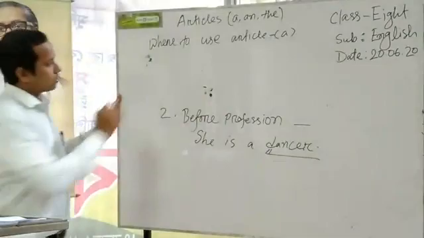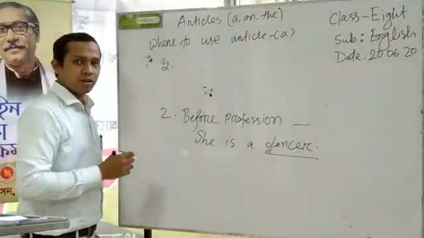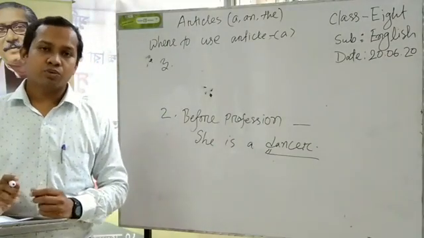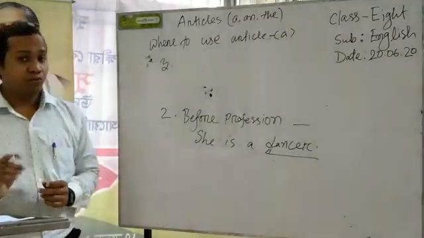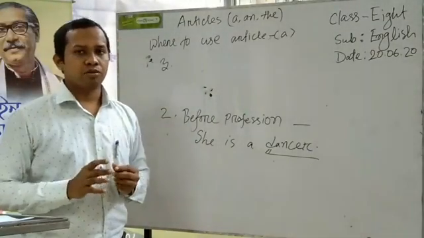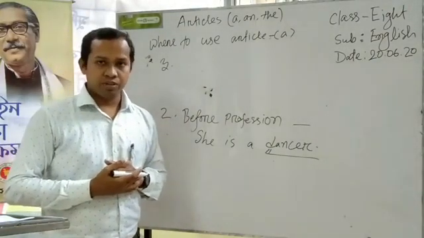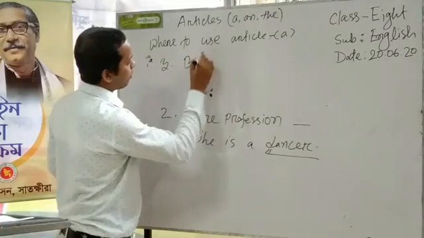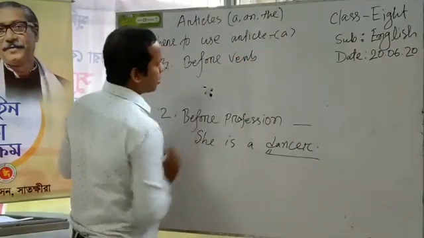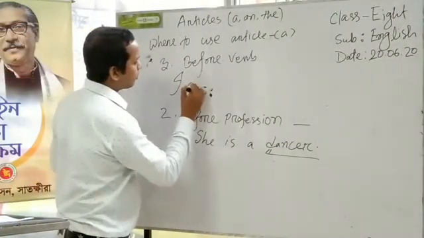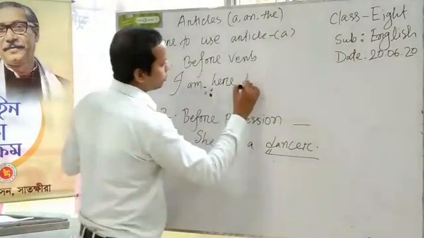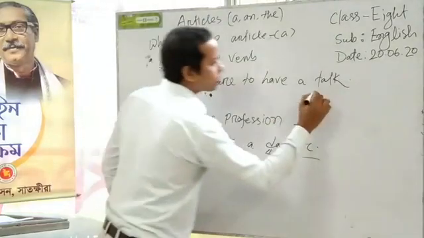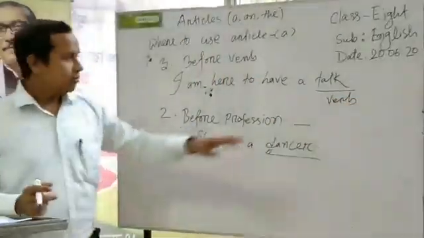So our point number 3 will be before a verb. We usually know that we use modal verbs, auxiliary verbs, and sometimes we use to, that means infinitive, before a verb. But before a verb we can also use an article. It's very rare. We can use an or a, but definitely we will use a before a verb. It's very peculiar, but we use it. Like, I am here to have a talk. Here talk is a verb, but being a verb, we use a before it.